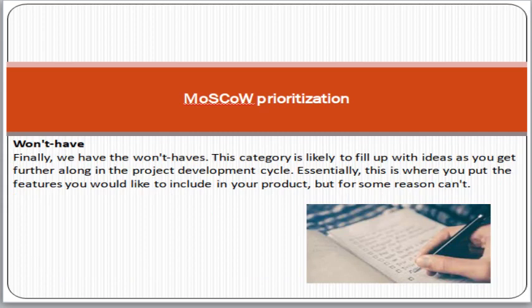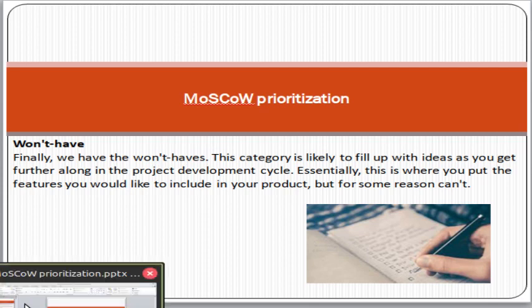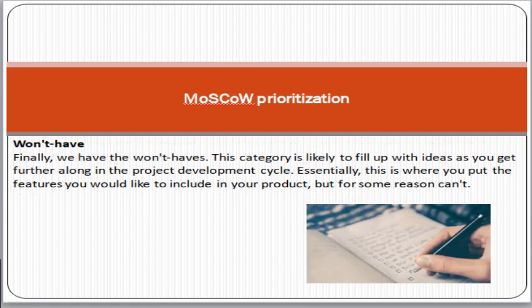Then the wouldn't have, finally we have the wouldn't have. This category is likely to fill up with ideas as you get further along in the project development cycle. Essentially, this is where you put all the features you would like to include in your product, but for some reason can't. You know that it is a good thing, but due to some reasons, for example some cost factors or other resource availability factors, you can't include it in the product actually.